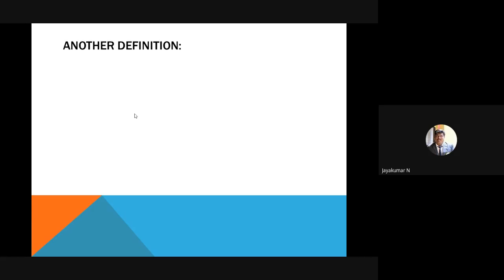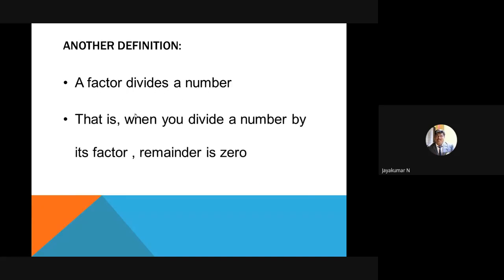Then another definition, this is an important definition. A factor divides a number. Already I told what do you mean by divides? When you divide a number by some other number, the remainder should be 0. That is, when you divide a number by its factor, remainder is 0. So that number is called a factor.